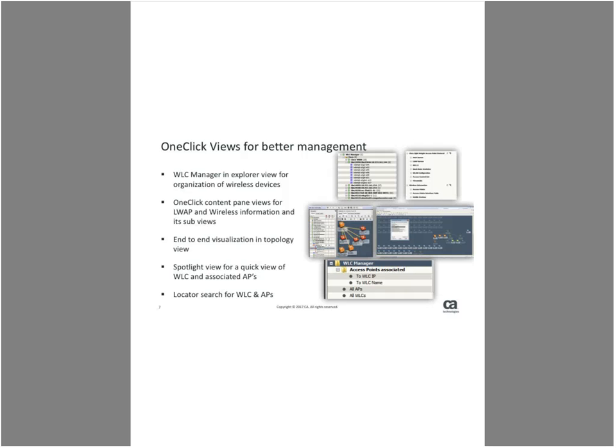Lastly, the locator searches. A lot of you have a lot of access points and controllers. For example, one of our current Spectrum customers, a retailer, has 55,000 access points, and this search ability is very handy in such cases, where they can quickly check for access points and controllers and keep track of the inventory. So these are the various one-click views which provide better management of your wireless network.